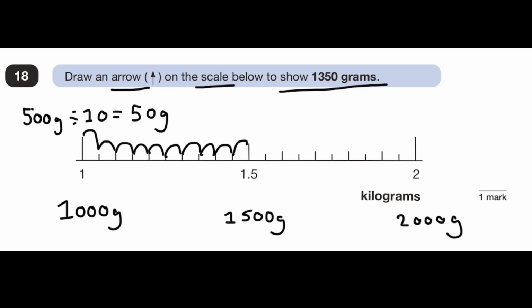So we need to count up from 1,000 grams in 50s until we reach 1,350 grams, so we know where to draw the arrow. So one jump will be 1,050 grams. Two jumps will be 1,100 grams, 1,150 grams, 1,200 grams, 1,250 grams, 1,300 grams, 1,350 grams. So this is where I need to draw my arrow to, this increment.